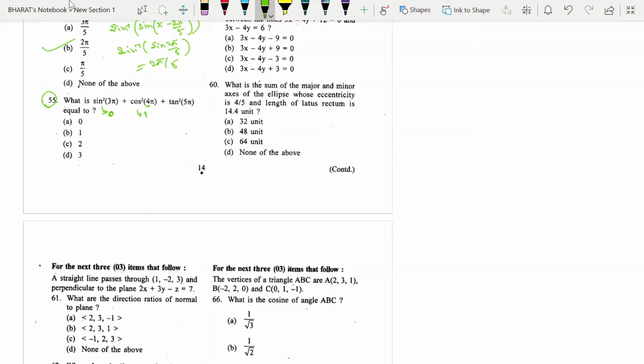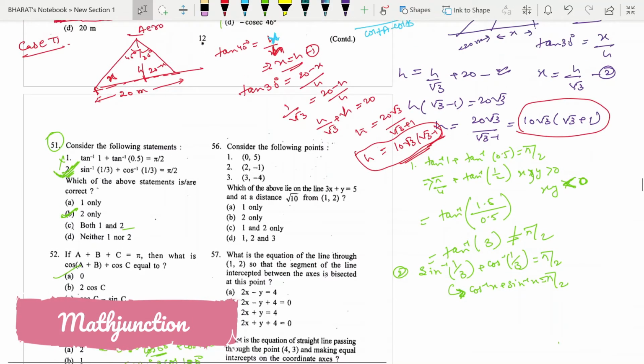Now tan of pi. If you know the graph of tan, it's like this. This is pi by 2, and then like this. This is pi. So tan square of 5 pi will be equal to 0. So 0 plus 1 plus 0 is 1. Easy peasy. This question was very easy.